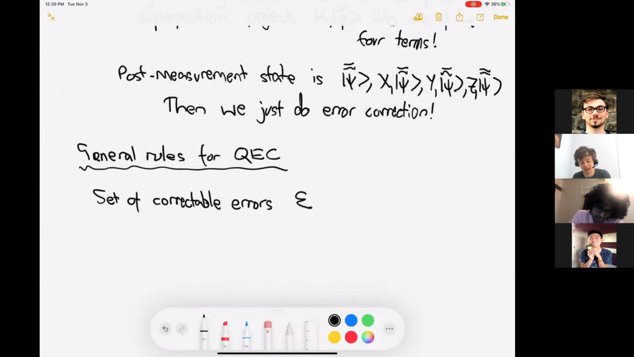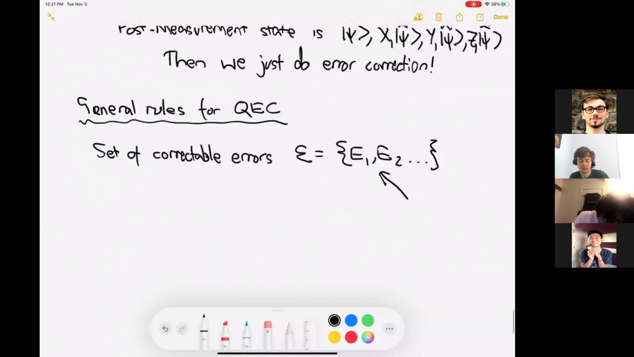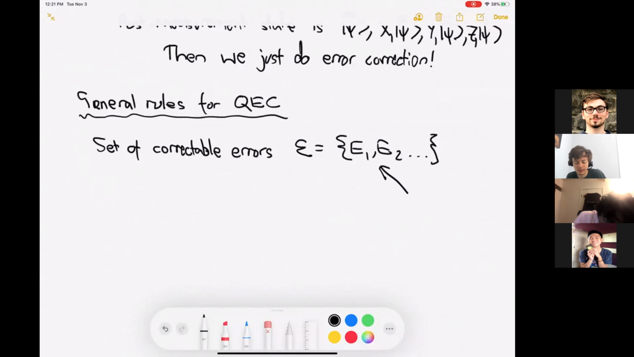Normally called curly E. It's just a set of E1, E2, and so on, where these E's are all just operators. They're different errors that can have happened to the state that we want to be able to protect. And for the purpose of this lecture, I'm going to do what people often do and assume that they're different unitaries that could apply to the qubits.